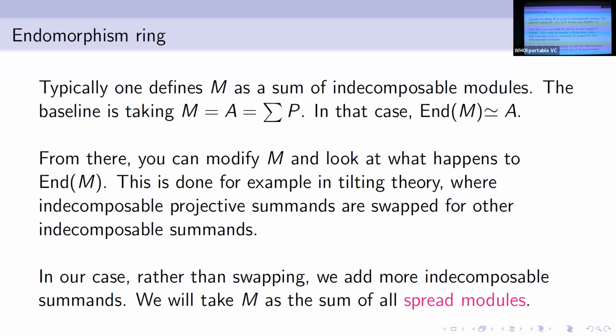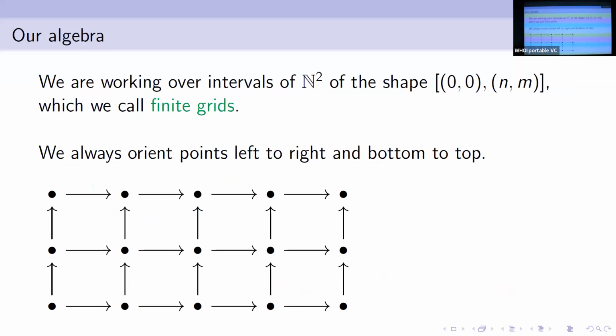One typical approach is in tilting theory, where you start by taking sums of indecomposable modules, for instance, all the projectives, in that case, it's the algebra itself, and then you take out summands and replace them with new ones. Our approach is slightly different. It's an approach that's used elsewhere as well. So instead of replacing them, we just keep adding more and more indecomposable summands.